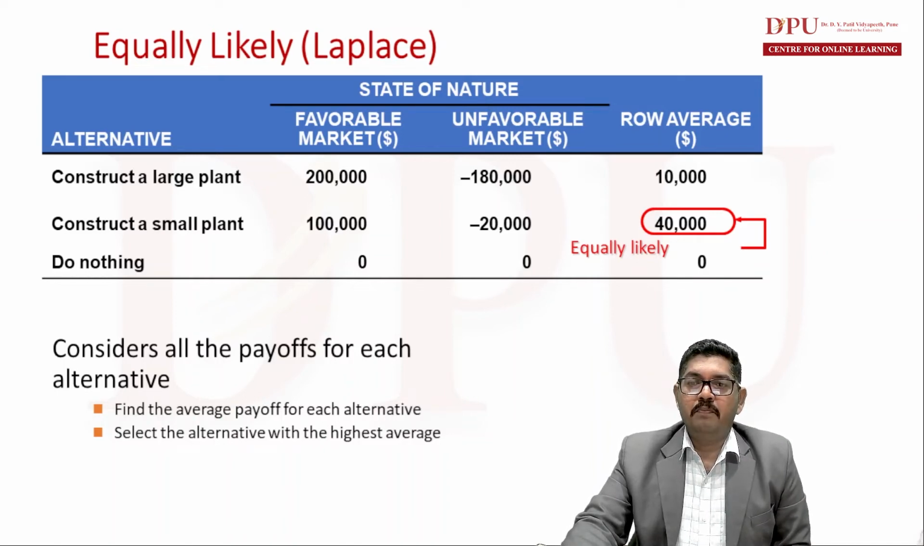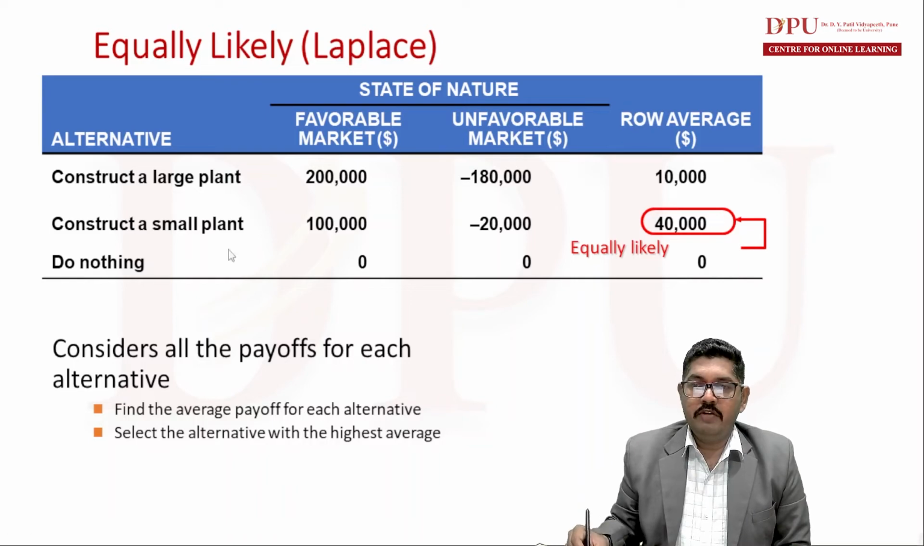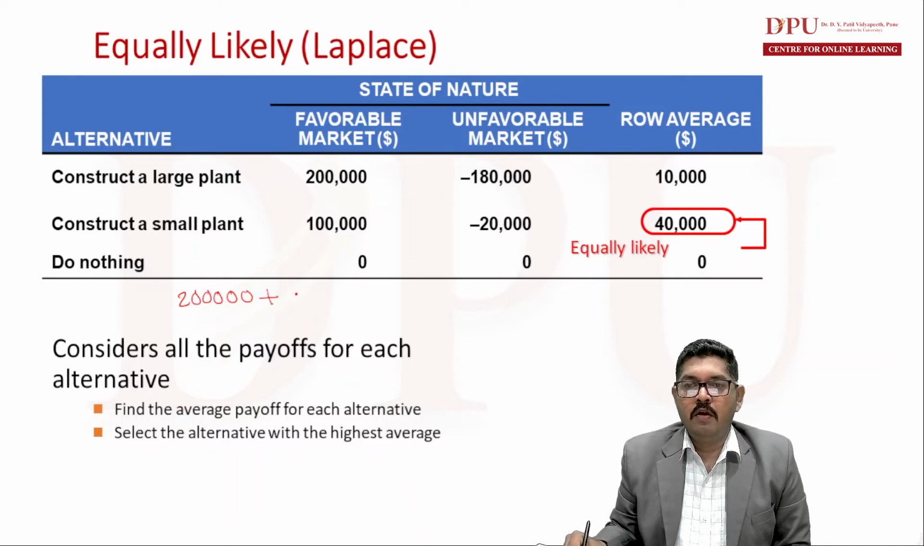So 2 lakh plus 1,80,000 minus 1,80,000 divided by 2 will give us 10,000. Let me calculate it here. The average of payoffs when we choose to construct a large plant is equal to 2 lakhs minus 1,80,000 divided by 2. This is how we calculate the average, because there are two values: the addition of these two values divided by the number of values, that is 2 in this case. So 2 lakh minus 1,80,000 is 20,000, divided by 2 is 10,000.